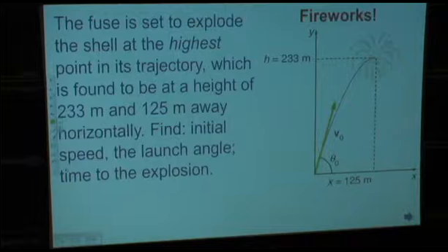We read and we decompose the text into the words which give us the most information. And the most information is hidden here in this word, highest. So right here, at the highest point, there is no vertical component of velocity, only horizontal component. Velocity itself is not zero, but the vertical component of velocity is zero.